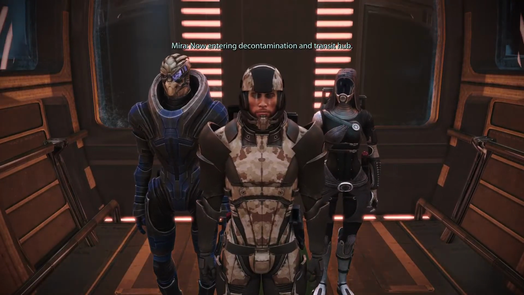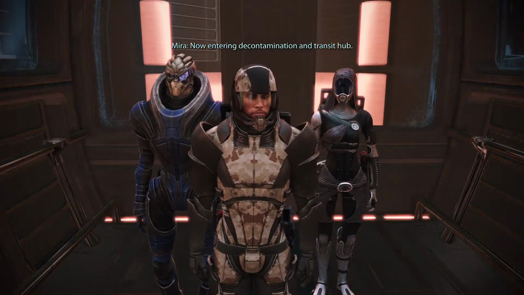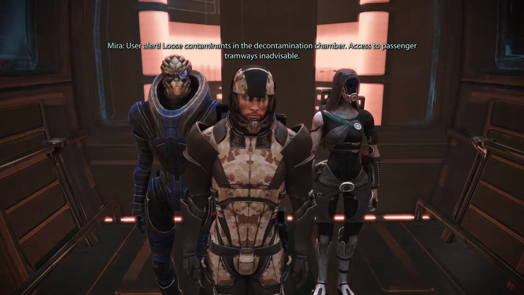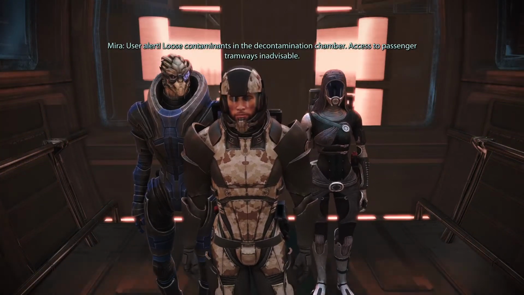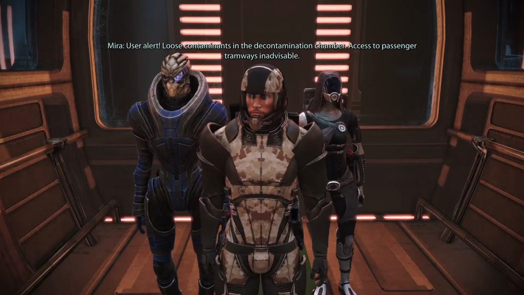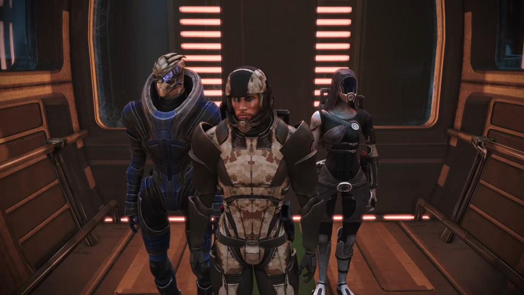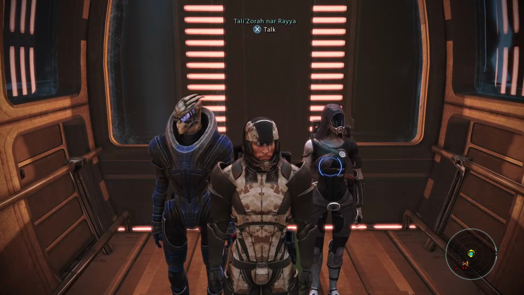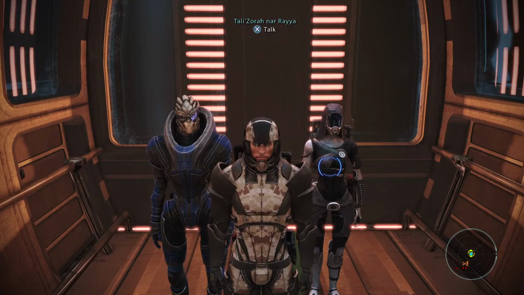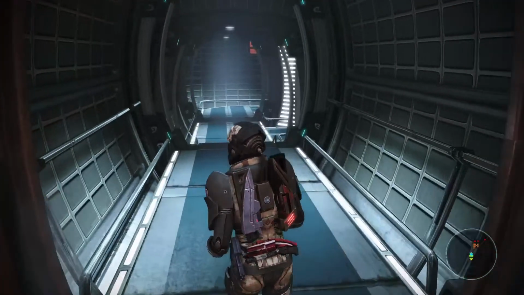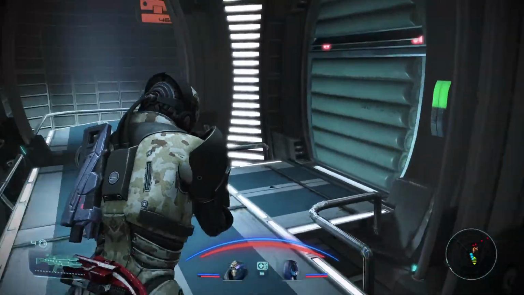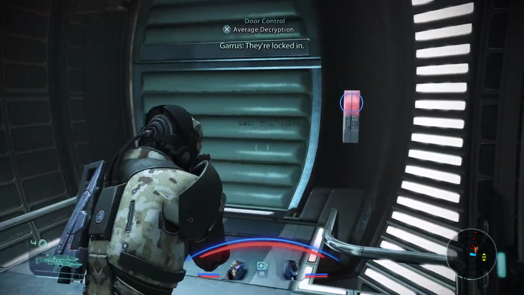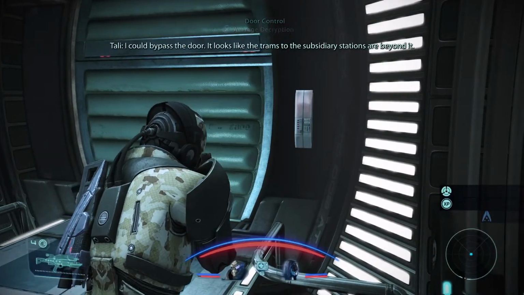Entering decontamination and transit hub. User alert. Loose contaminants in the decontamination chamber. Access to passenger tramways inadvisable. They're locked in. I couldn't bypass it.